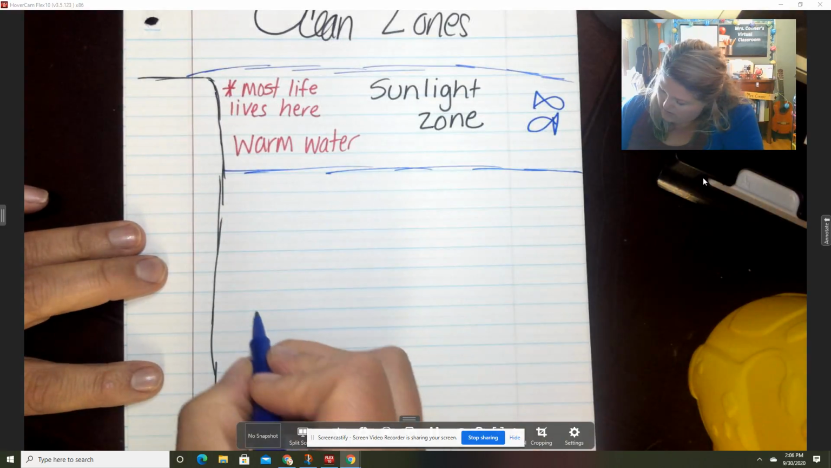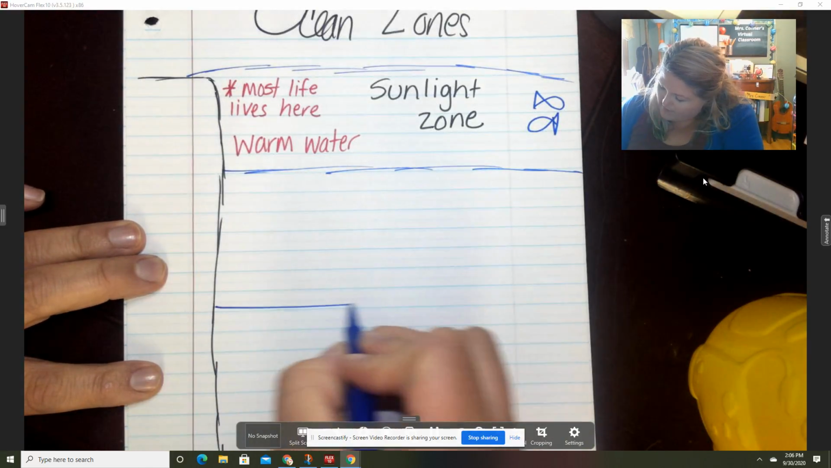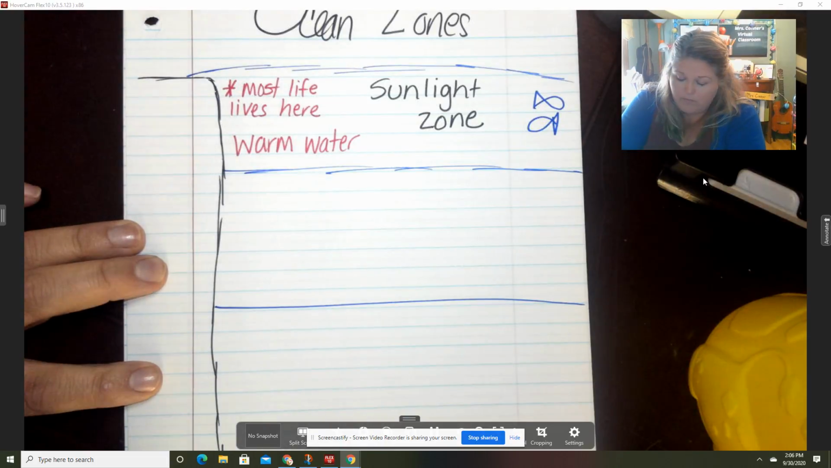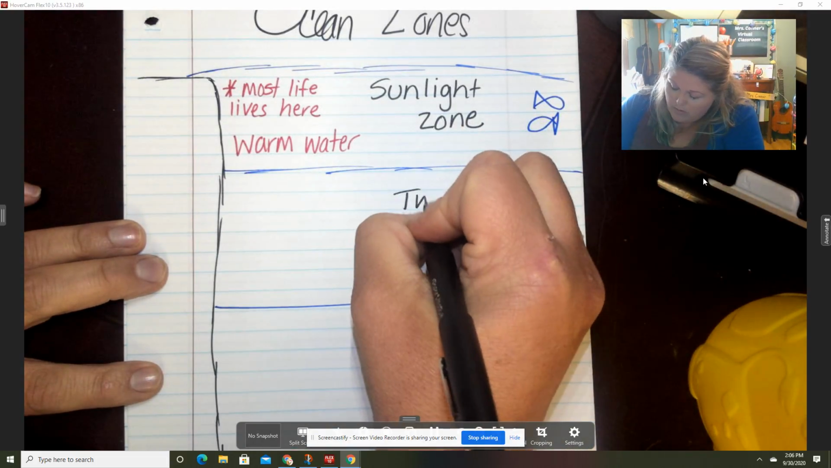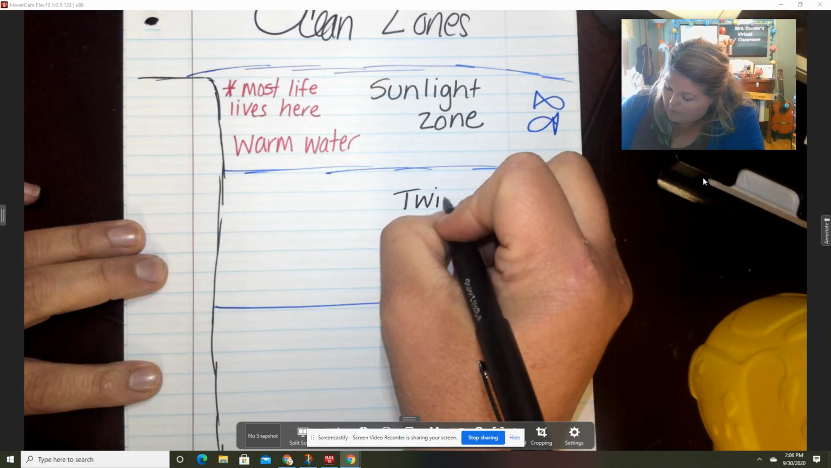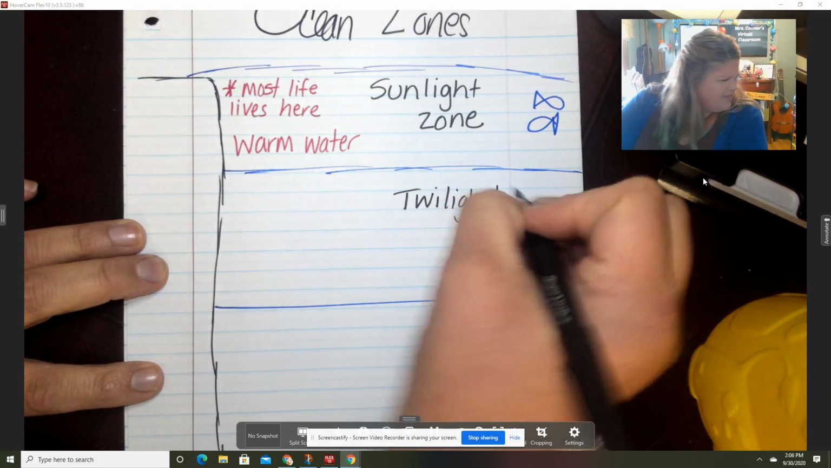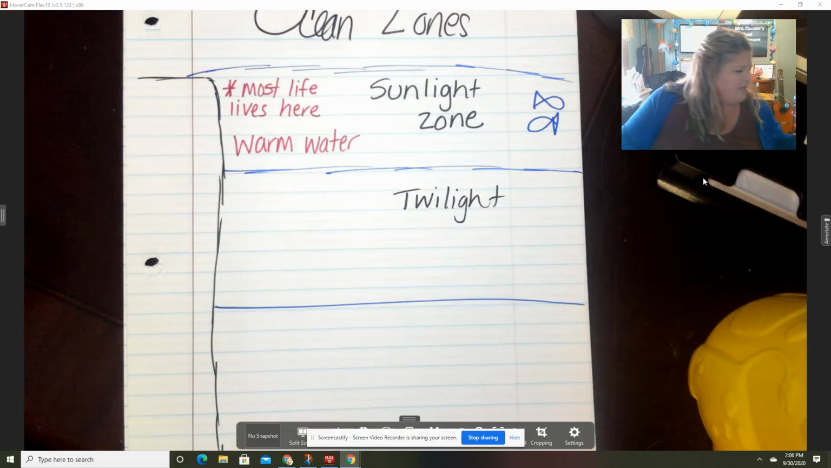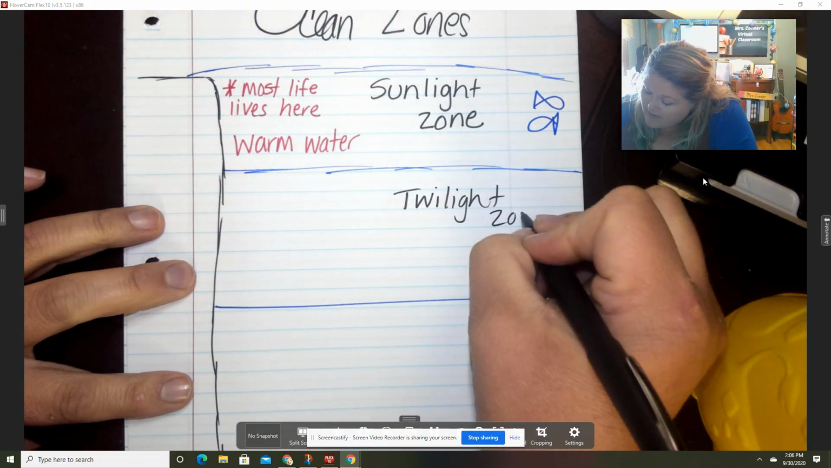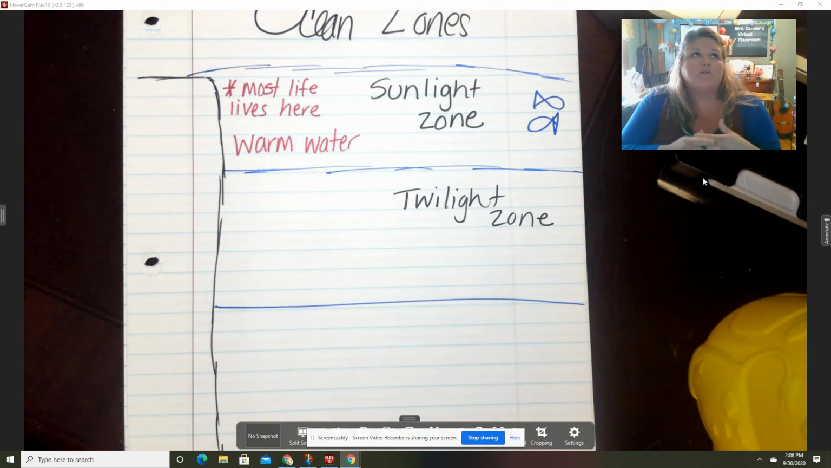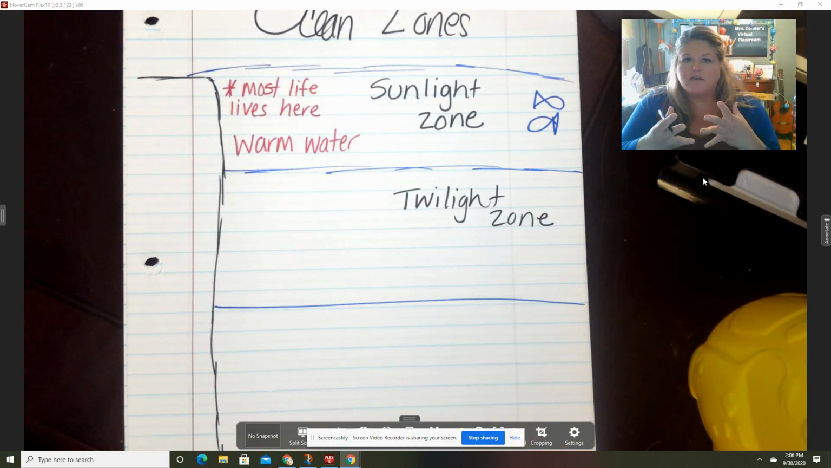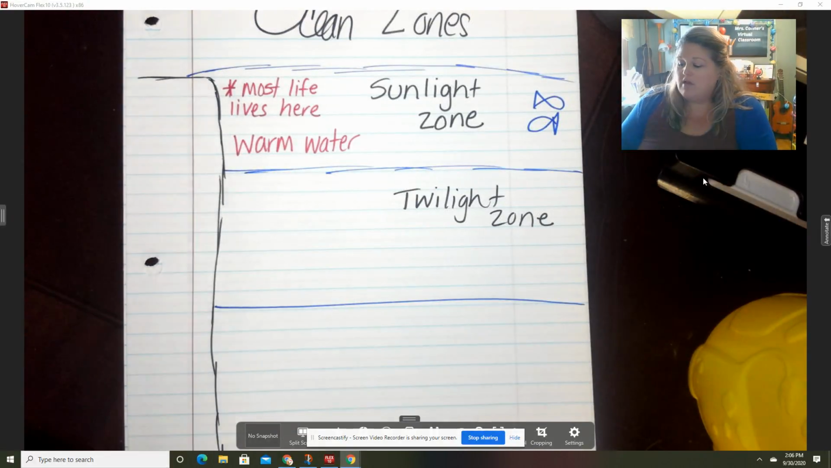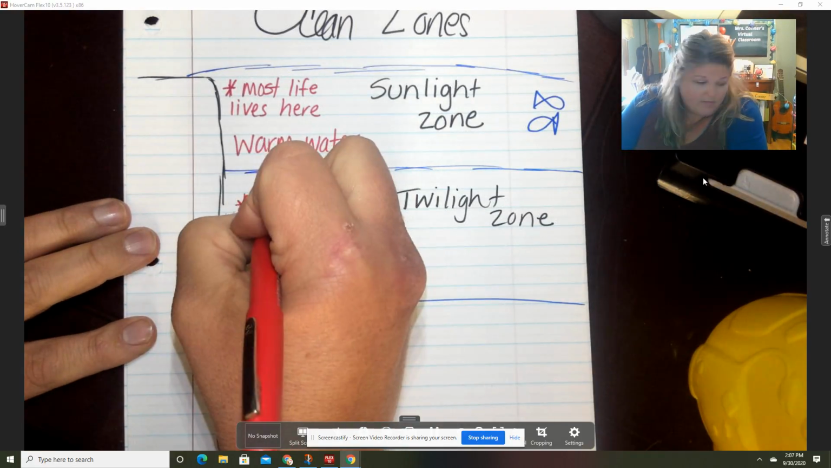Okay, and then the next one is going to be twilight. So it's a little bit bigger than the sunlight zone. I'm always afraid I'm going to misspell twilight for some reason, which I think I may have just done. Yep, there's an i on that. So the twilight zone. Sometimes we call twilight like dusk. So right when the sun's setting, but there's still a little bit of light, but it's getting ready to be dark. So that's the twilight zone. There's just a little bit of sun.